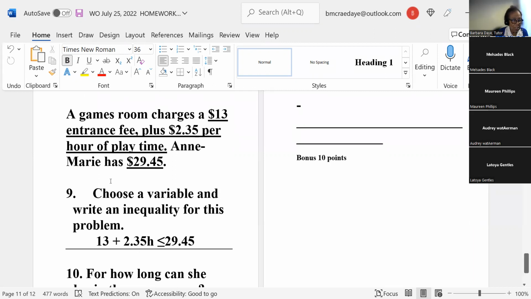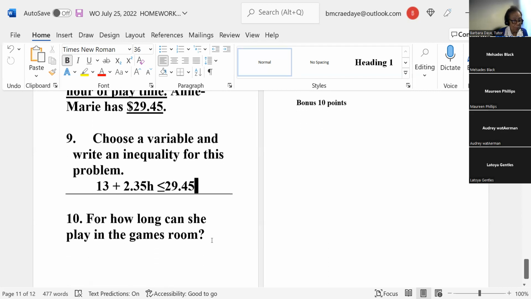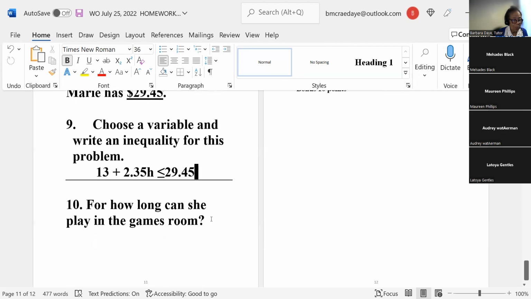So the $13 interest fee plus the $2.35 per hour. That's $2.35 times the number of hours H. And that's limited by how much money Anne Marie has to play with. And that's the $29.45. So when you add these two together, it has to be less than or equal to $29.45. Now, Audrey, you solved it. Tell me how you got the 7 hours.